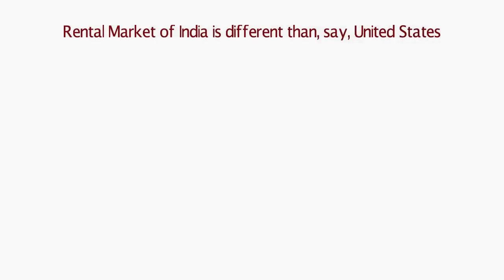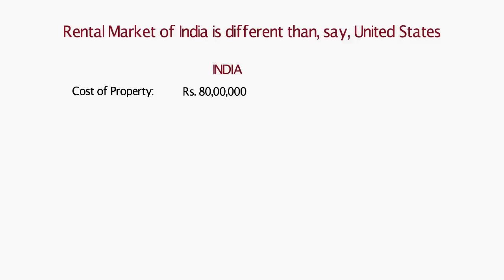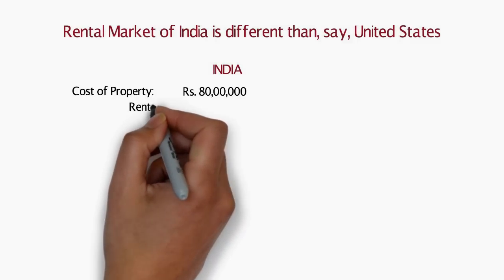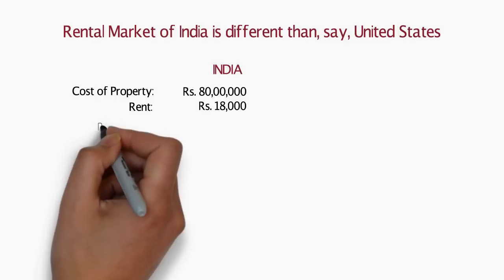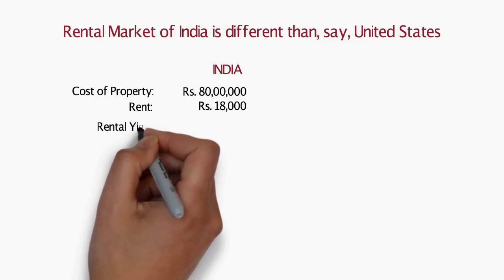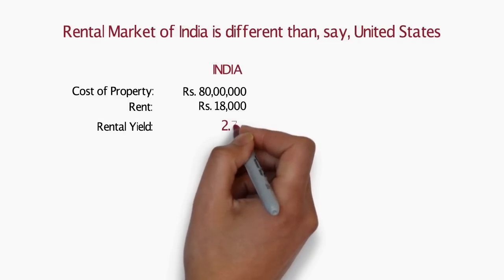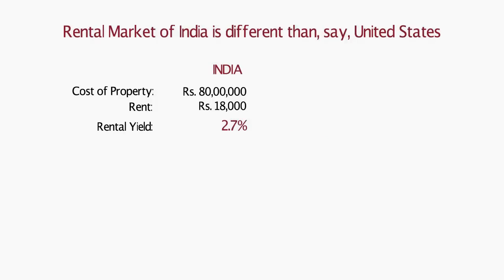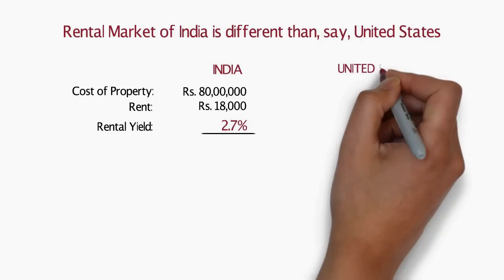In the case of India, I take an example from my local area, Noida, where the cost of a property, let's say, is about 80 lakhs. And I know that if I have to take this property on rent, I will have to pay around 18,000 rupees a month. If we calculate the rental yield, which essentially means the earning I have for 1 year against the property, it will be about 2.7%.